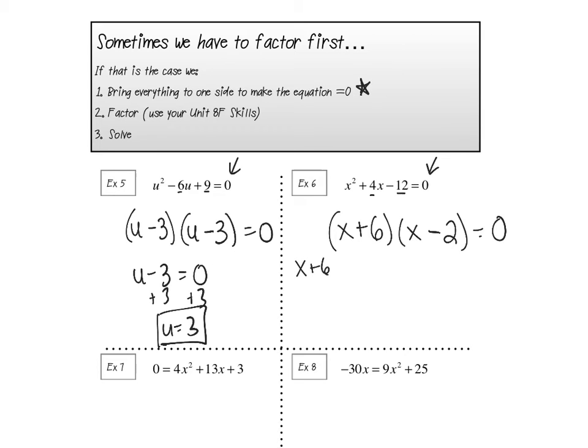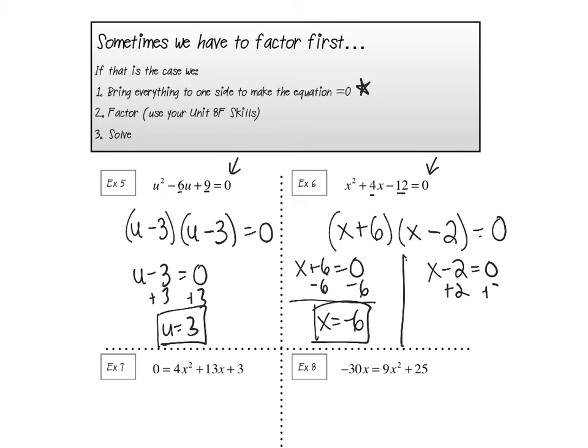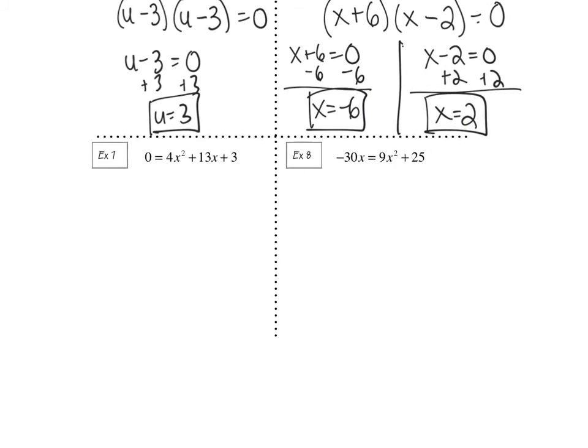So again, set each piece equal to 0. So x plus 6 equals 0. Minus 6, minus 6, x is equal to negative 6. There's one solution. X minus 2 equals 0. Add 2, x is equal to 2. There's your second solution.